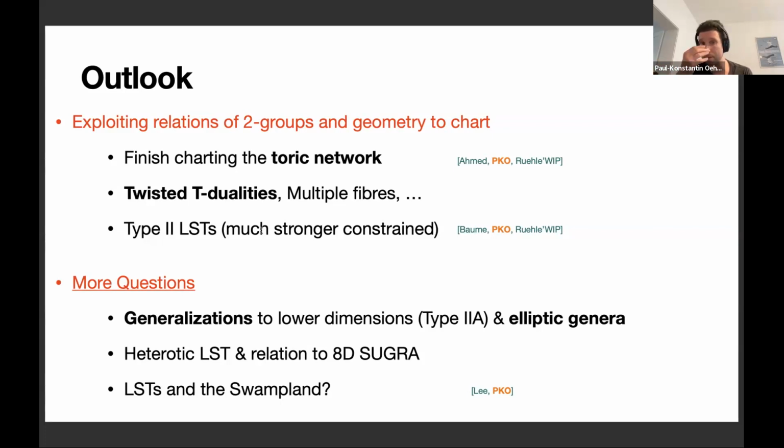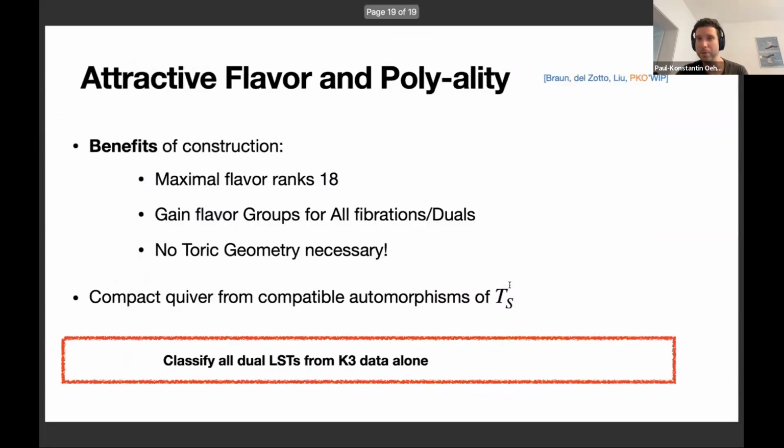But I can already say that the structure there is much more strongly constrained and not as rich as in the heterotic case. And then, of course, there are many other questions, like looking at elliptic genera, going to lower dimensions, and seeing how the little string story can potentially be coupled to gravity again, and potentially even tell us something about the swampland. But I think I'm going to finish with that.